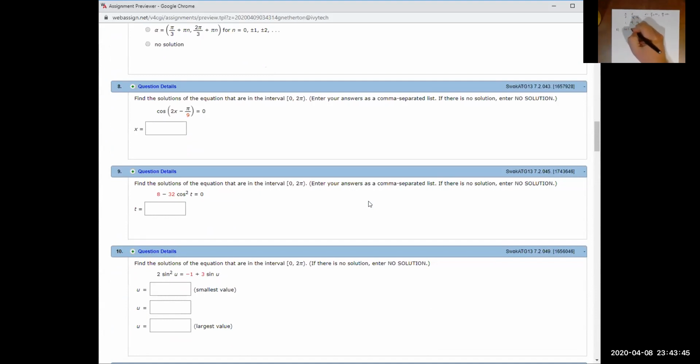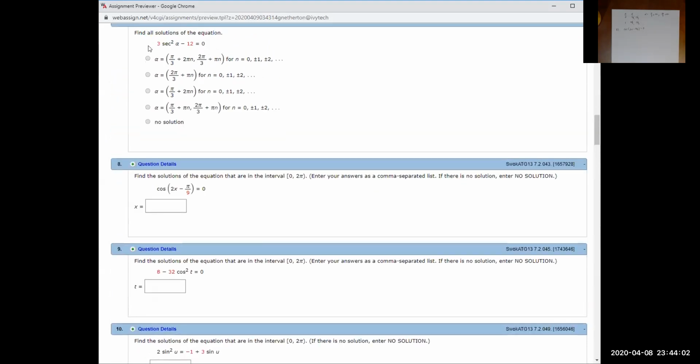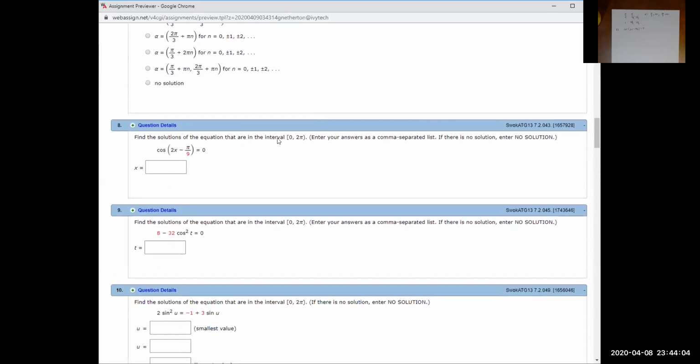Cosine of 2x minus pi over 9 equals 0. Now look at the instructions though. We switch now. The one before said find all solutions. Here, find all solutions in the interval 0 to 2 pi. So now we're not having to do the thing with the n where we have to add on the 2 pi n. Now we just are looking at all the angles starting at 0 and going up to 2 pi. So it's not going to quite be as messy.